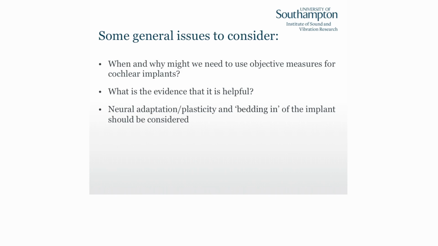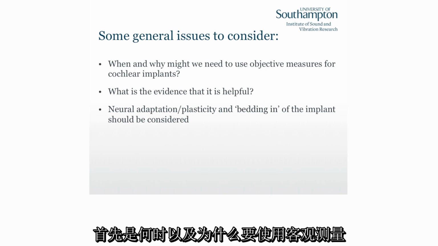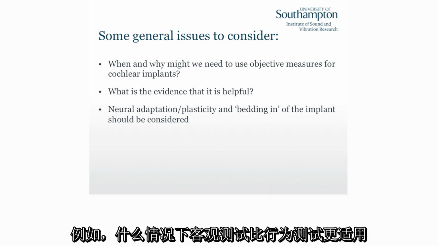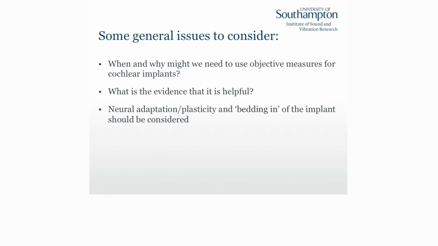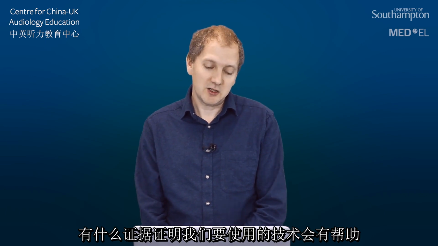So at the start of the lecture, I should probably cover some general issues to consider when we think about using objective methods with cochlear implants. So the first one is when and why would we want to use objective methods? So for example, when is an objective method more suitable than a behavioural method? It's always worth bearing in mind the evidence base. So what's the evidence that the technique we're going to use is helpful?